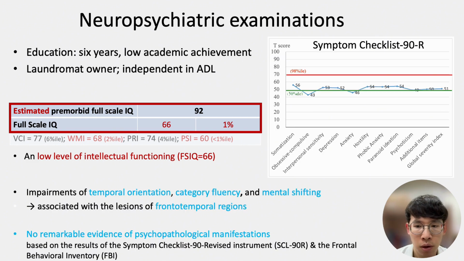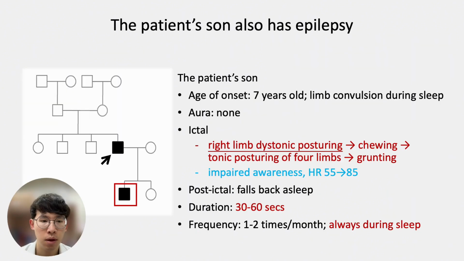On the right chart, we can see the reported severity of symptoms such as depression, anxiety, and paranoid ideation. The T-scores of each symptom are between the 40th to 60th percentile, which means that the patient has no remarkable psychiatric symptoms. We mentioned previously that the patient's grandparents, parents, and siblings did not have epilepsy, but actually his son does. His son had his first seizure at the age of 7.